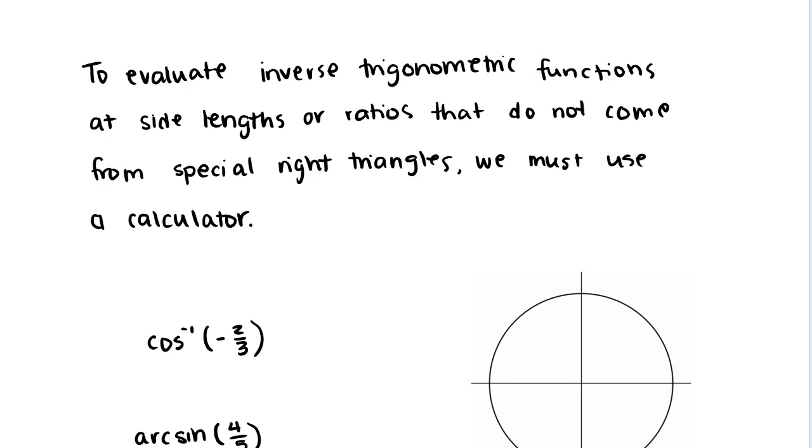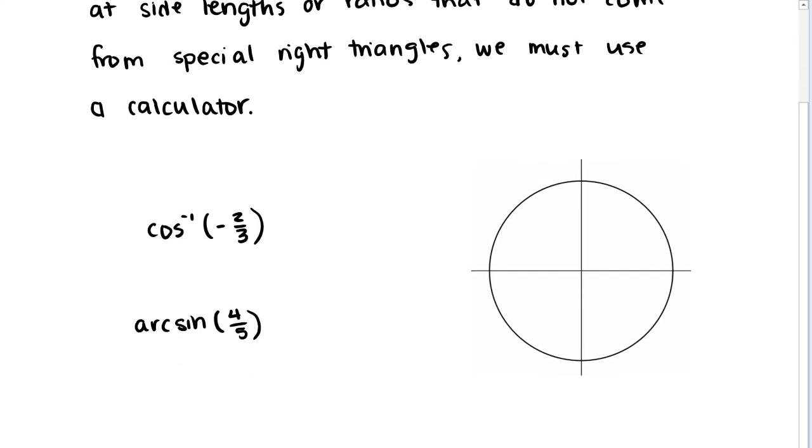But the moment we have an input that's not one of these special values, we do have to resort to using a calculator. And so here, let's take a look at these two examples down here. So cosine inverse of -2/3. Despite having to use a calculator, we can still make sense of what we're doing when we evaluate something like this.